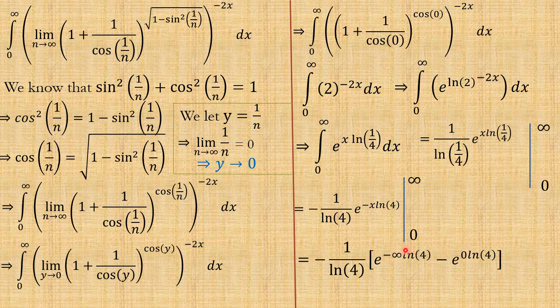But we know that when x goes to infinity, guys, this part goes to 0, right? This part goes to 0. Then likewise this part goes to 1, right? Because e raised to the power anything is simply 1. Then the negative gives us negative 1. The negative 1 times the negative simply gives us a positive value. So at the end, guys, we have ours to be 1 over ln 4.